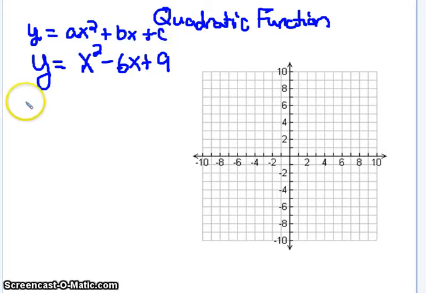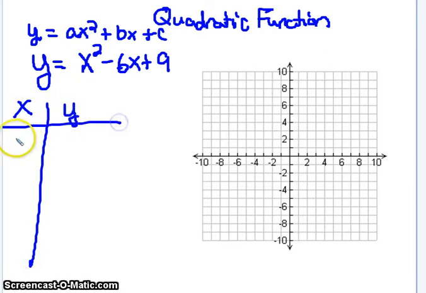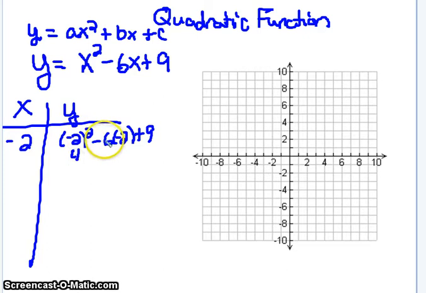Our quadratic function here, if we want to make a table, we can do this, and we can start with, say, negative 2. If I plug in a negative 2, I get negative 2 squared minus 6 times negative 2 plus 9. Let's see if Miss Baker can do some math. Negative 2 squared gives me 4. Negative 6 times negative 2 gives me plus 12. And then plus 9 gives me a great big old answer of 25. Well, I can't show that, can I? That's not going to work.